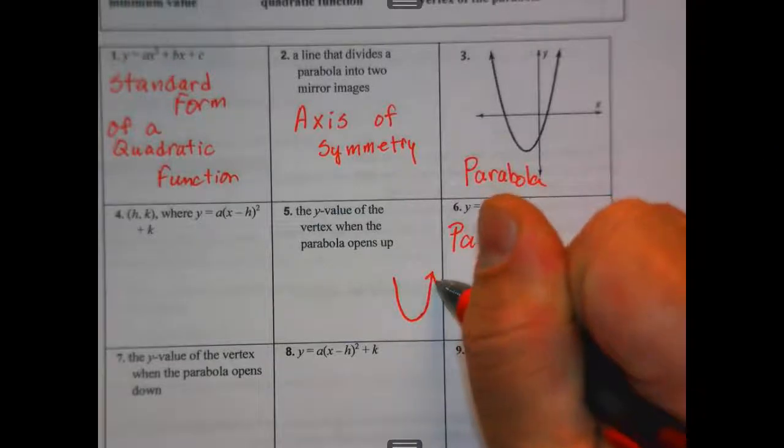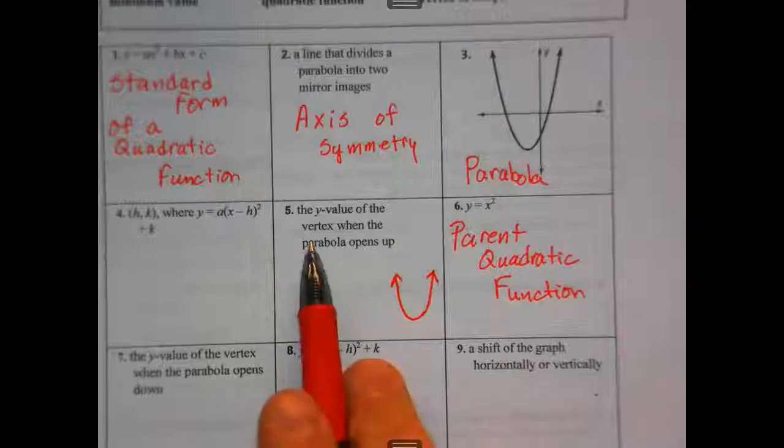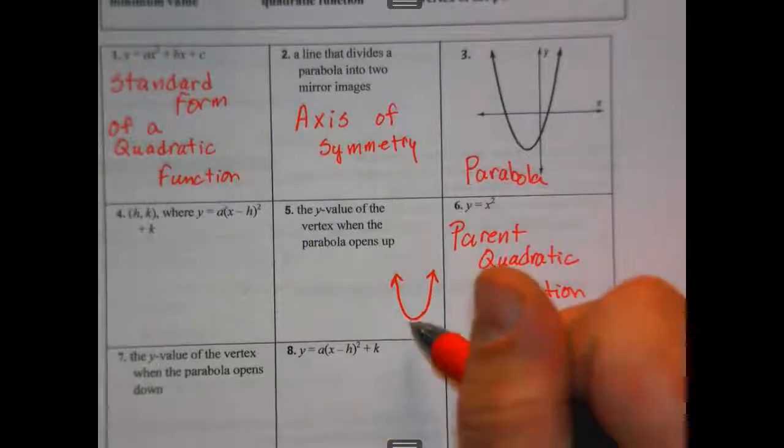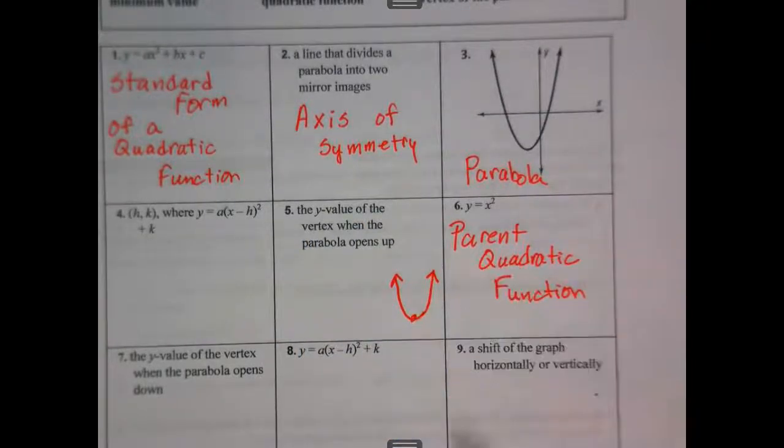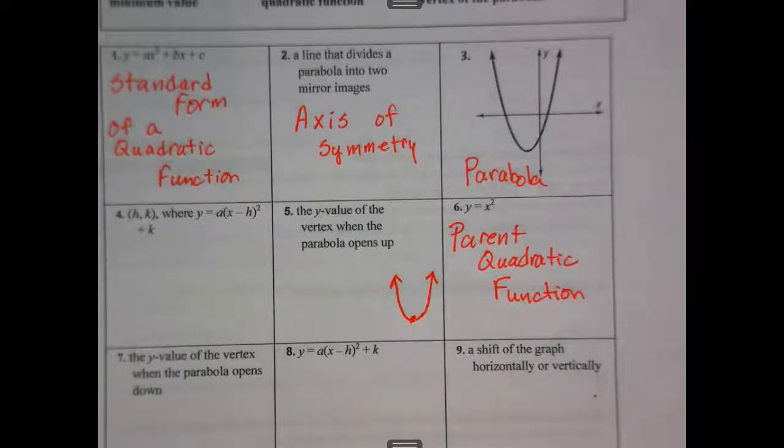So here's my parabola. Let's see the y value of the vertex when the parabola opens up. Well, the y value is going to be our, that's right, minimum value.